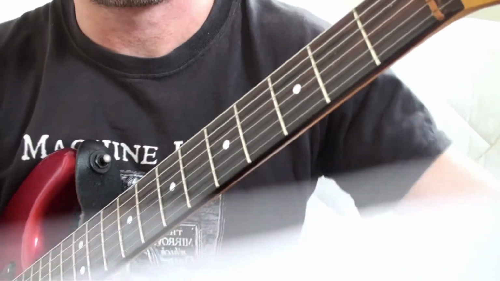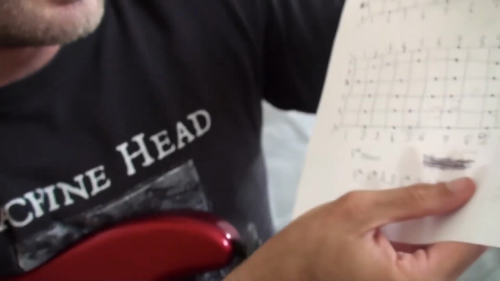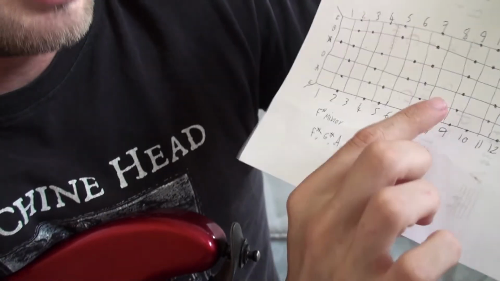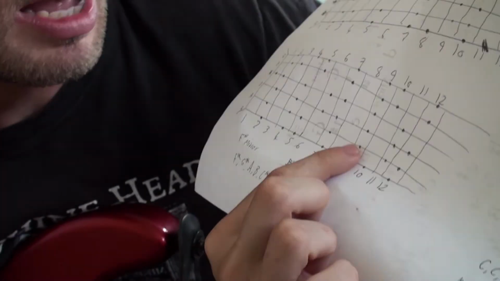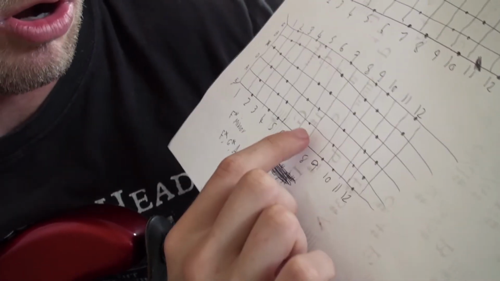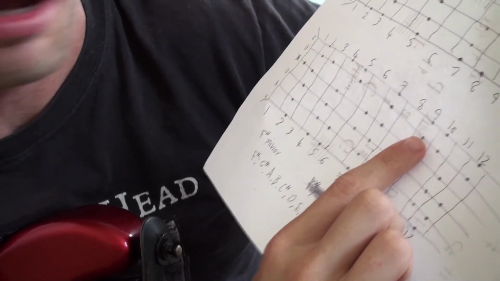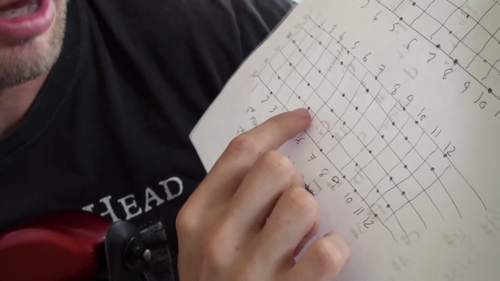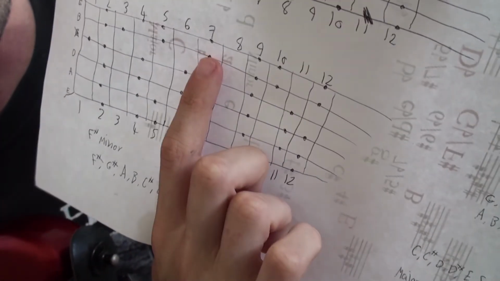But what I was going to show you lastly, F sharp minor. If you look at this, you can see that on the A string you can play the 9th fret, and then on the B string you can play the 10th fret. On the A you can play the 7th fret, on the B you can play the 9th fret. On the A you can play the 5th fret, on the B you can play the 7th fret.